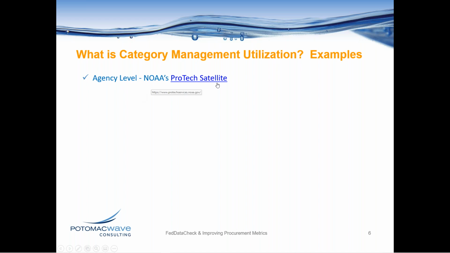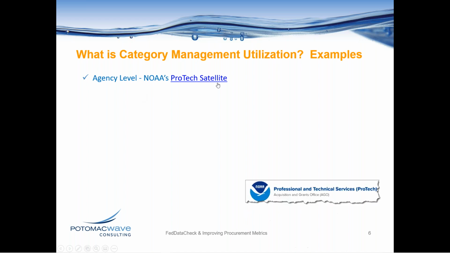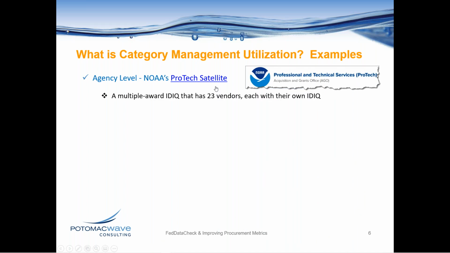So if we look at the agency level, NOAA's ProTech satellite program. It is a multiple award IDIQ contract with 23 vendors. Each has their own IDV. All right, it goes IDV, IDC, IDIQ. That's the hierarchy. So the IDV in this case would be an IDC, and the type of IDCs in ProTech satellites are indefinite delivery, indefinite quantity.